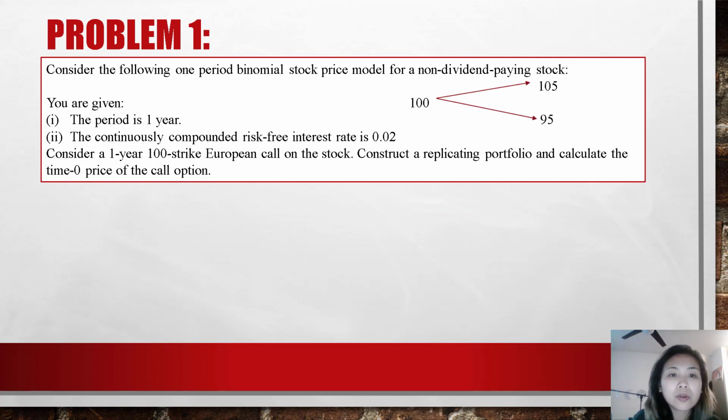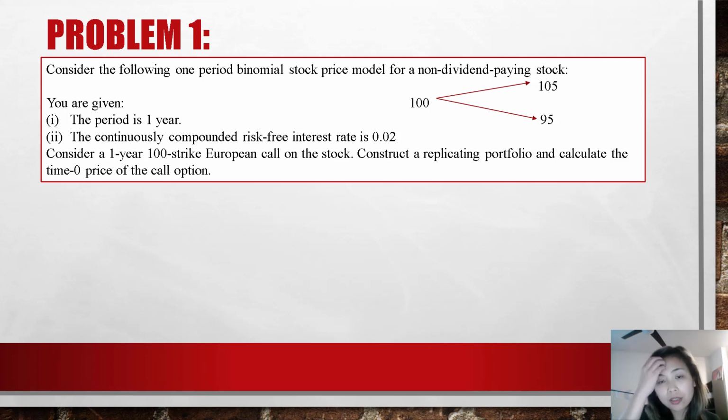Consider the following one-period binomial stock price model for a non-dividend paying stock. You're given the period is 1 year. The continuously compounded risk-free interest rate is 0.02. Consider a 1-year 100-strike European call on the stock. Construct a replicating portfolio and calculate the time zero price of the call option.